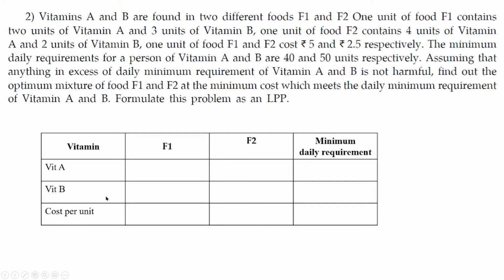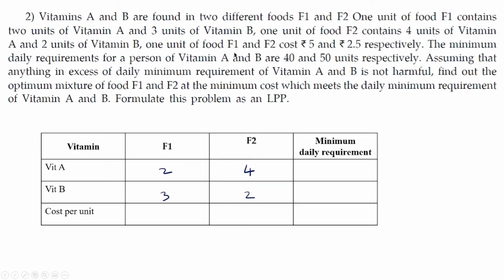Now let us draw this table. We have two vitamins, vitamin A and vitamin B, and two foods F1 and F2. Now it is given 1 unit of food F1 contains 2 units of vitamin A and 3 units of vitamin B. So F1 contains 2 units of vitamin A and 3 units of vitamin B. And then 1 unit of F2 contains 4 units of vitamin A and 2 units of vitamin B. So F2 contains 4 units of vitamin A and 2 units of vitamin B.